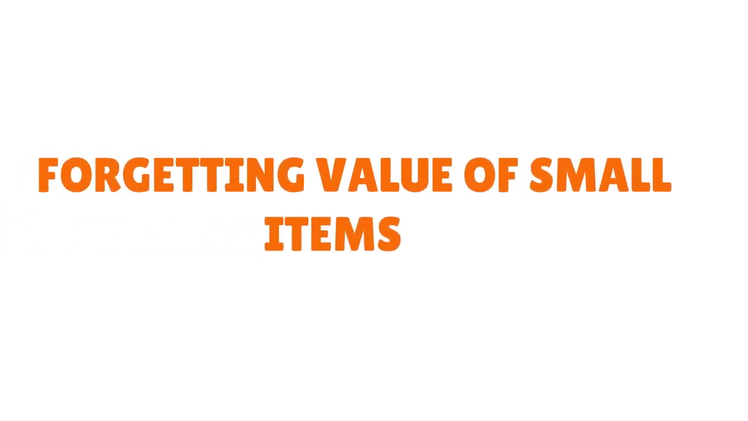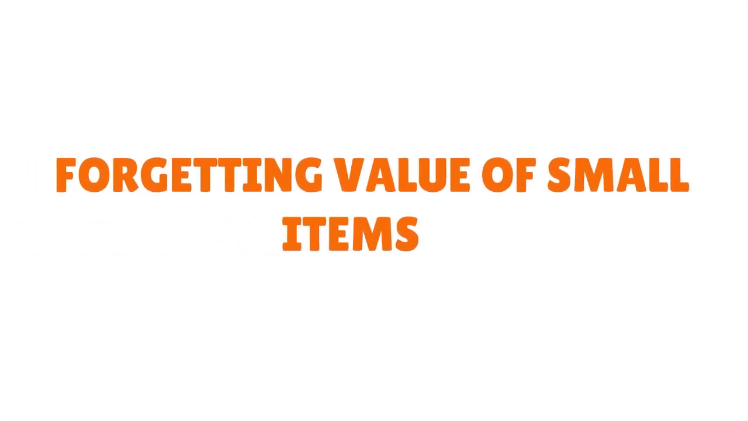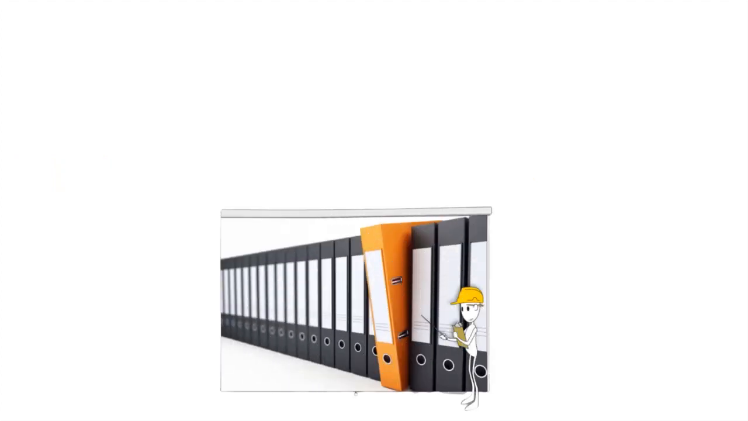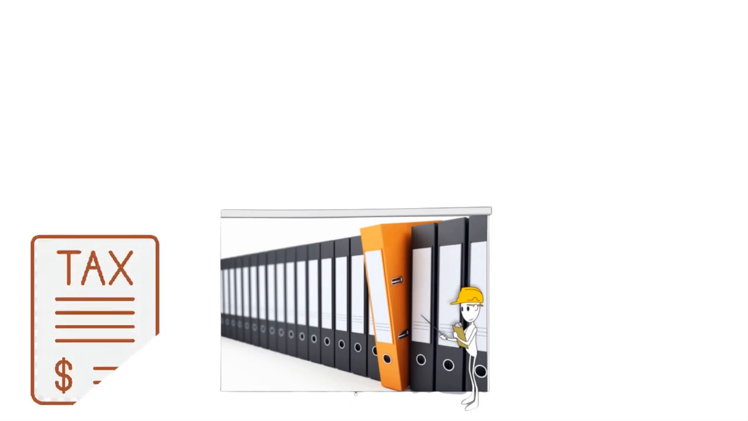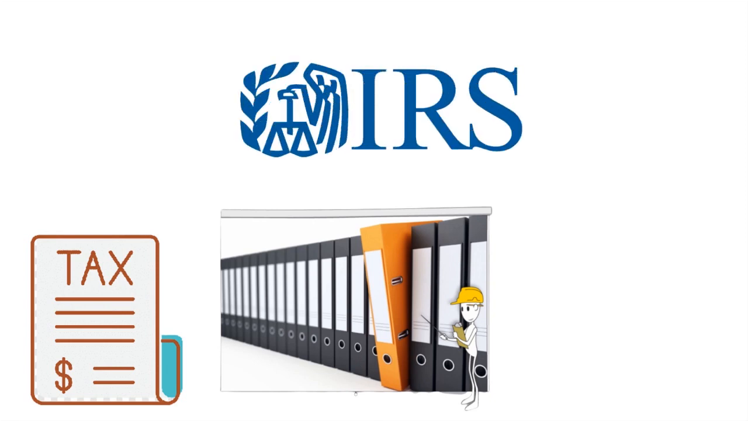Mistake number 10 is forgetting the value of small items. Here, make sure that you always keep records, make sure that you have the right amount, make sure that you are able to substantiate whatever you claim on your tax return, even if it's a small item. Don't ever believe that it is so small the IRS is not going to pay attention to it. They will pay attention to it.